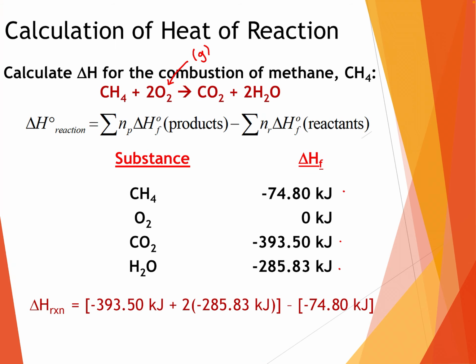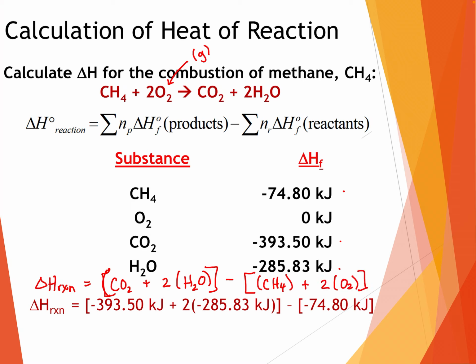Actually, I'll write above this. So we have our delta H value of our reaction. We're going to do our products. So we have carbon dioxide plus 2 times our value for water, right? Because those are our products. We're going to add those all together, and then we're going to subtract all of the values for our reactants. So we're going to have methane plus 2 times oxygen.